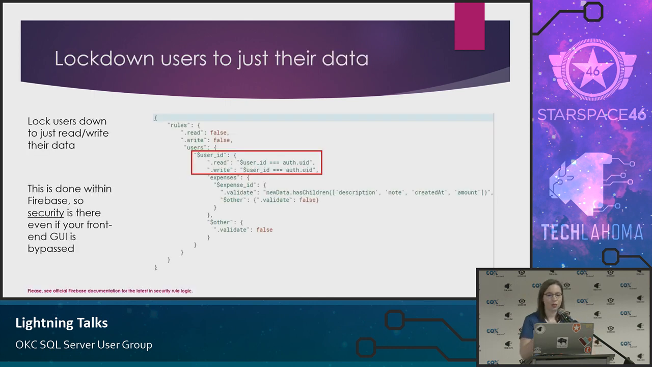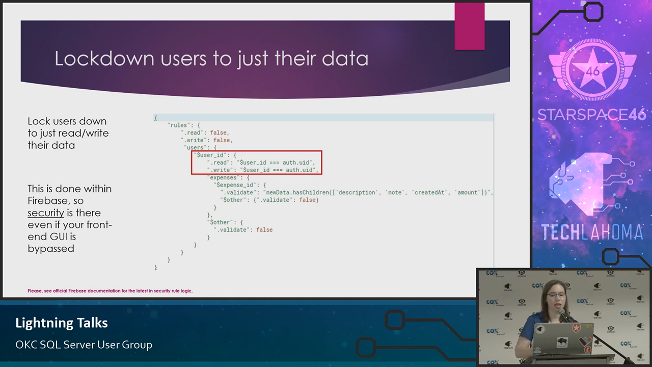So here we have an example. This is basically a JavaScript object, which is how you can lock down. In this case, we're locking down so that a user has to be authenticated, and they can only manipulate data in their section. That's what we're doing right here in the section that's highlighted in red.